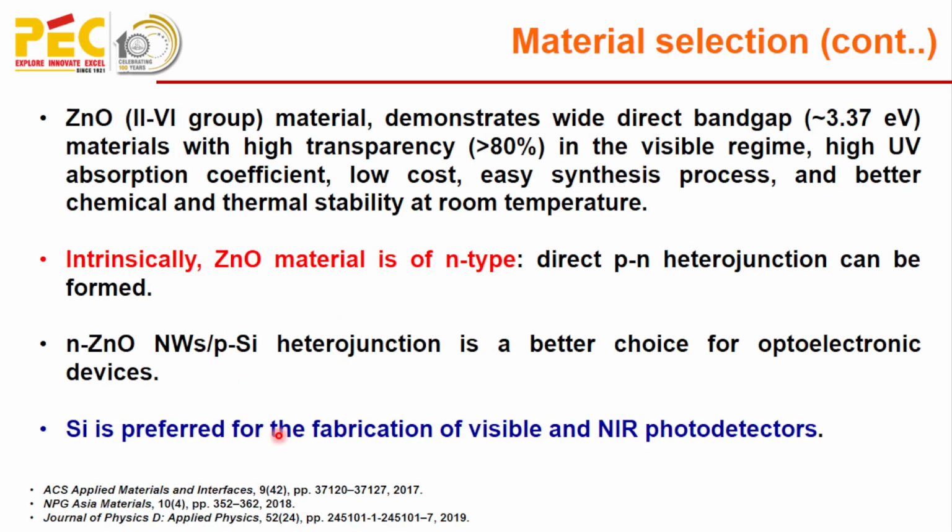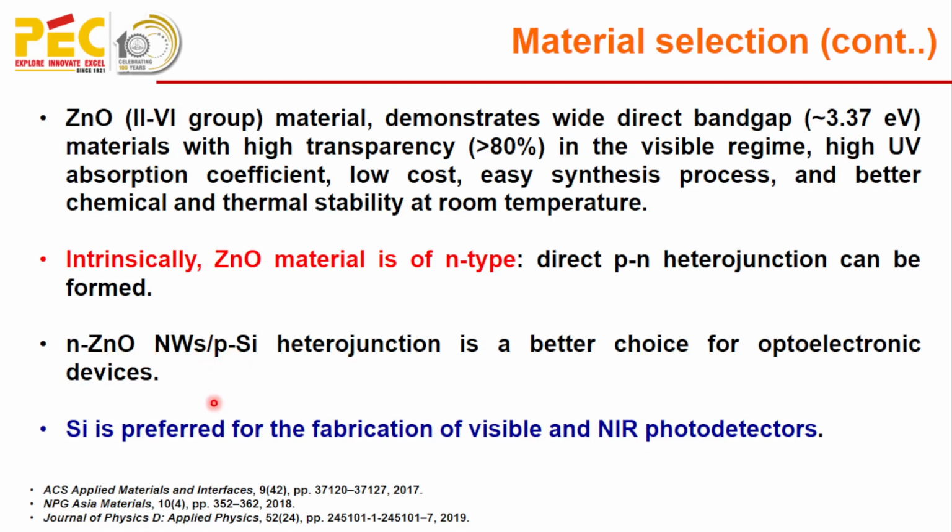Among the various wide bandgap materials, zinc oxide, which belongs to second-sixth group based material, will demonstrate the wide direct bandgap material with high transparency in the visible region, high ultraviolet absorption coefficient, low cost, easy synthesis process, and better chemical and thermal stability at the room temperature. Intrinsically speaking, zinc oxide is N-type, so we can make the direct p-n heterojunctions. Now, due to the better optoelectronic properties and low temperature deposition process and low fabrication cost, the zinc oxide nanowire and p-type silicon heterojunction is preferable choice.